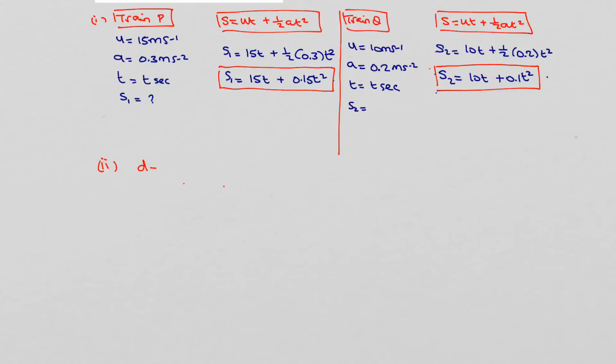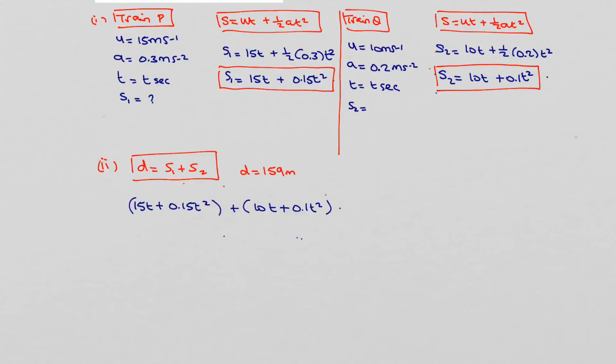So we're going to use the fact that D is equal to S1 plus S2 to solve for time, where D is equal to 159 metres. So in other words, when P passes Q, and Q passes P, the distance they will have travelled together is 159 metres, the length of each train combined. So we'll take S1, which is 15t plus 0.15t squared, and add that to S2, which is 10t plus 0.1t squared, and that must equal 159.